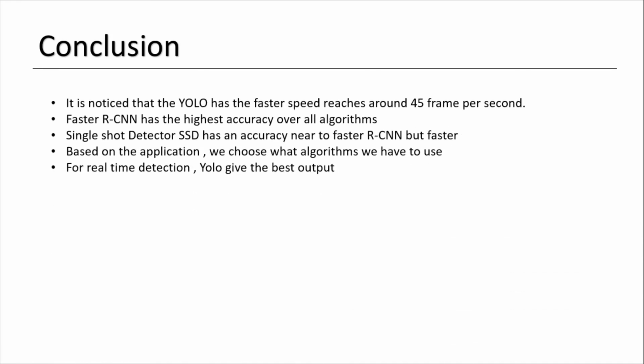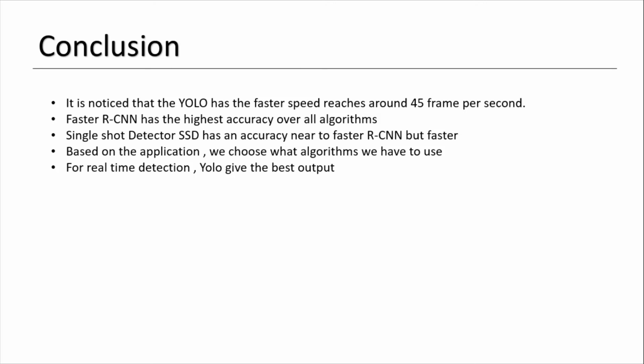In conclusion, it's noticed during this research that YOLO has the fastest speed, reaching around 45 frames per second, which makes YOLO the best solution if you want to go for real-time detection. For car counting, we need real time, that's why we use YOLO. Faster RCNN has the highest accuracy over all the algorithms. The single shot detector, SSD, has an accuracy which is near to Faster RCNN, but in terms of speed, SSD is a bit faster than Faster RCNN.